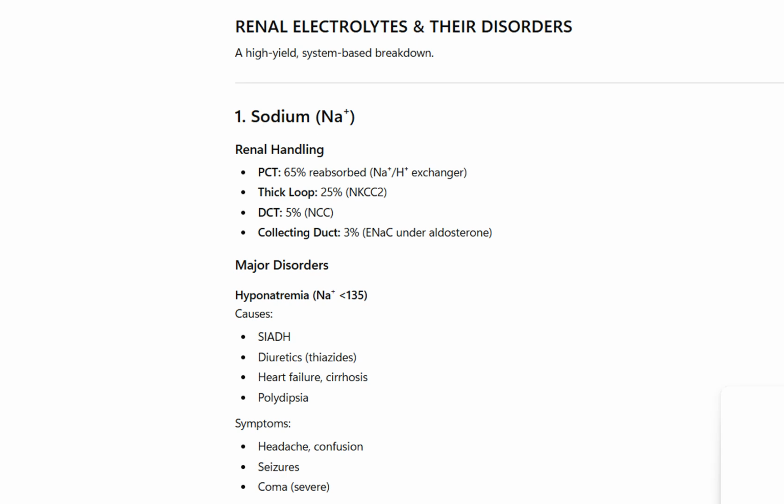Hyponatremia, low sodium. Hyponatremia occurs when sodium falls below 135 milliequivalents. Common causes include thiazide diuretics, heart failure, cirrhosis, and excess water intake. Symptoms include headache, nausea, confusion, seizures, and in severe cases, coma due to cerebral swelling.